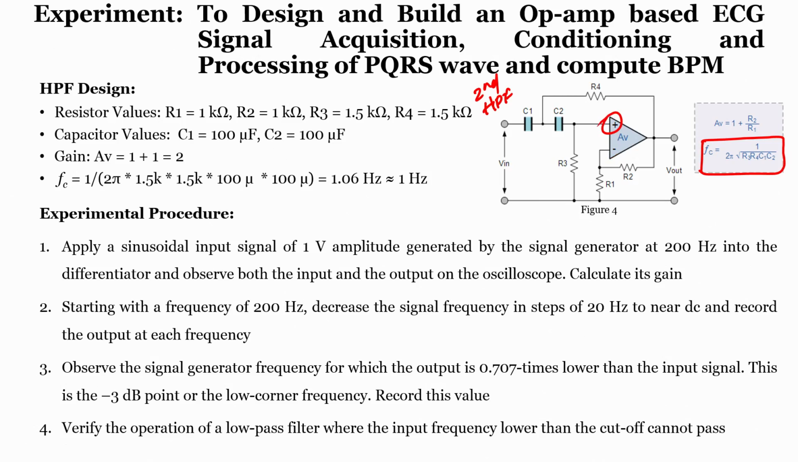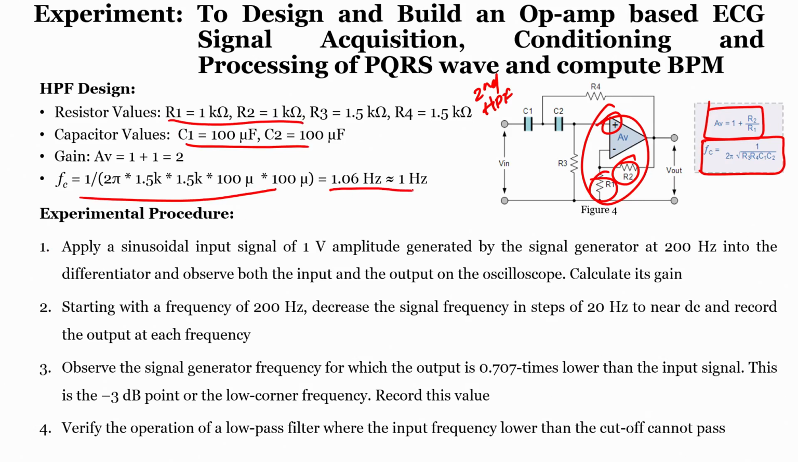Since it is a non-inverting type high pass filter, the gain of the system is nothing but 1 plus R2 by R1. So, the values of resistors R2 and R1 that we choose decide the complete gain of the system, right. In this case we require a cutoff frequency close to either 0.5 hertz or 1 hertz, right. So, we have chosen resistor values as well as capacitance values so that when we calculate the cutoff frequency we get a value of 1 hertz.